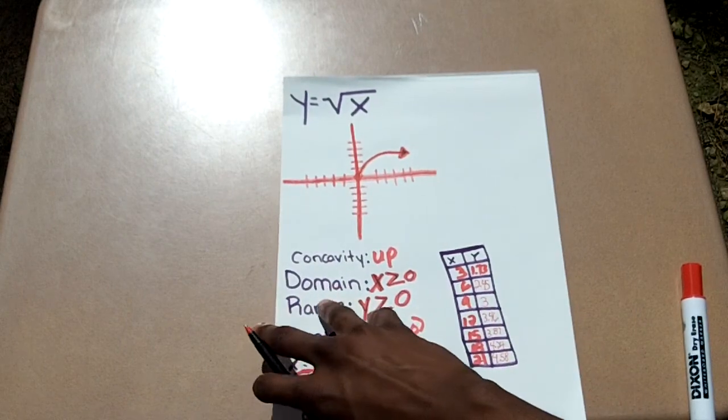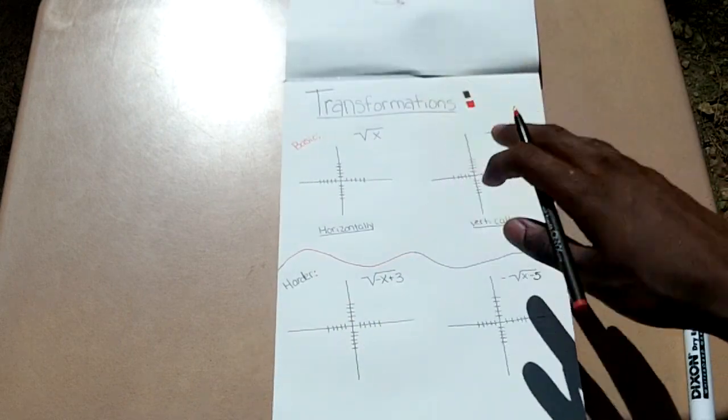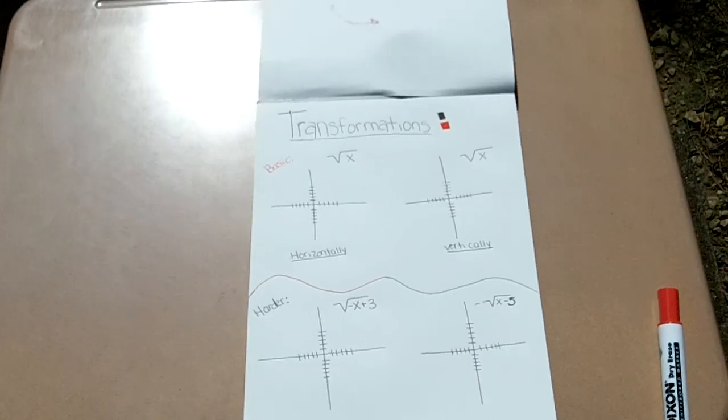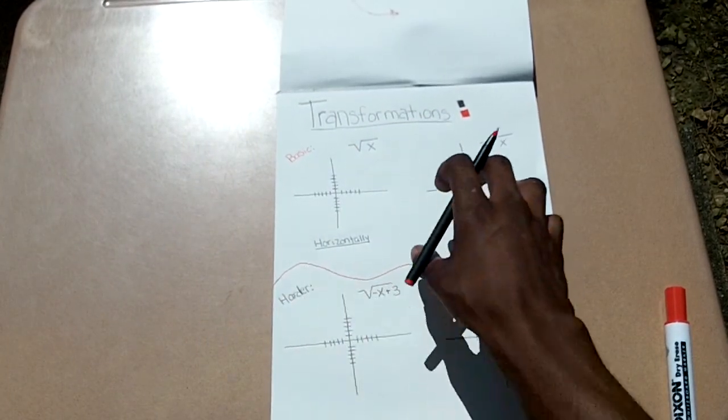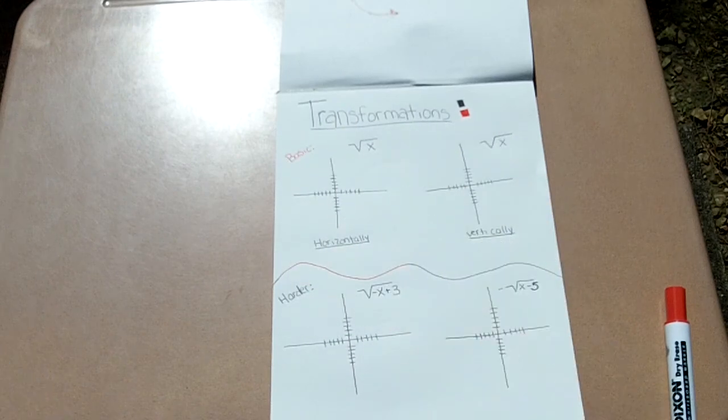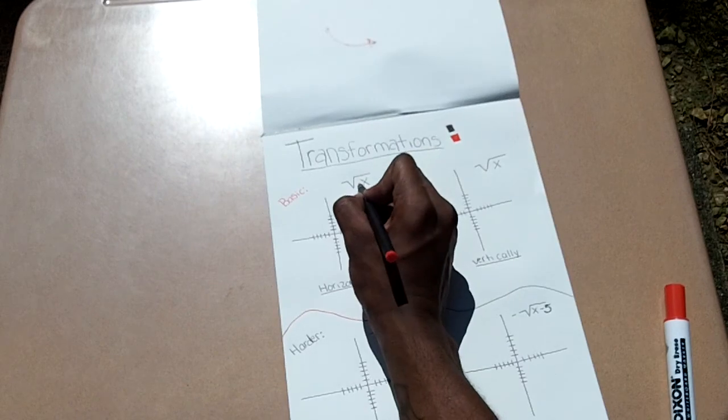Next, we move on to the transformations. I like to call them the harder transformations, which are down here. Then you have your basic transformations, which are up here. The basic transformations go like this. If you want to flip horizontally, you have to insert the negative in front of just the x. So, just the x.